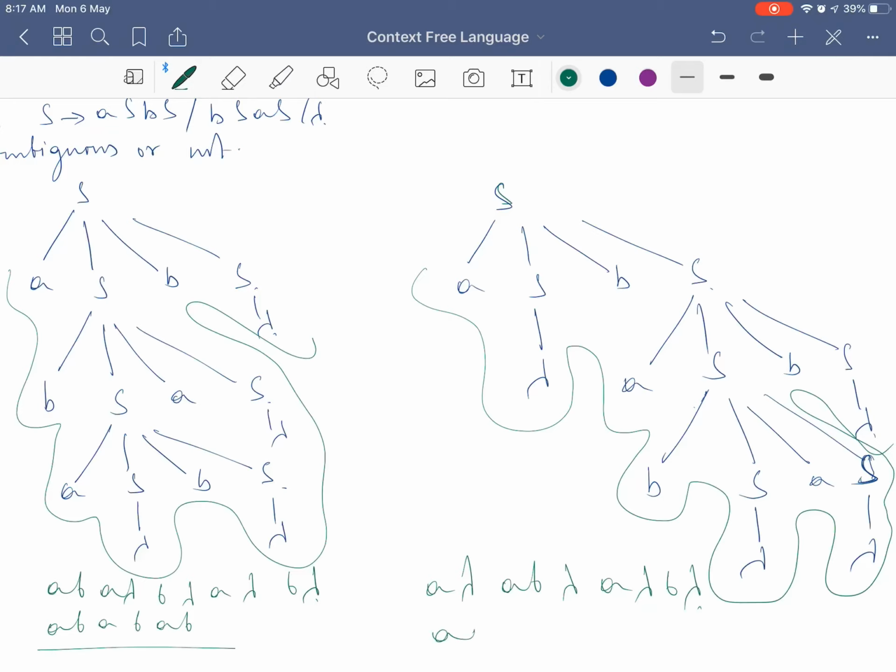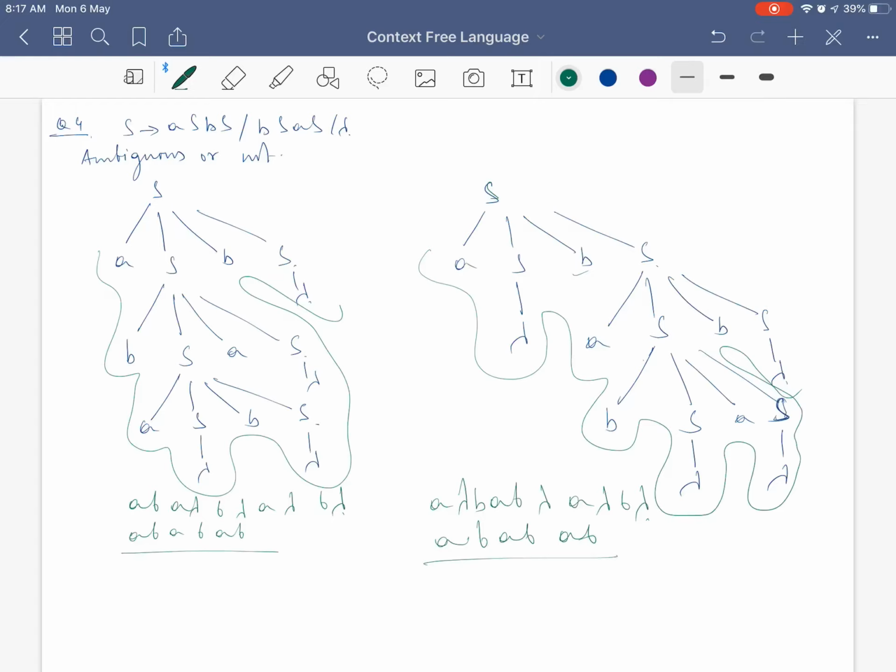Sorry, I missed the b over here. So b is there. So ab, ab, right? So the same strings I am getting, but with some different derivation tree. So I can say that this one is also ambiguous.